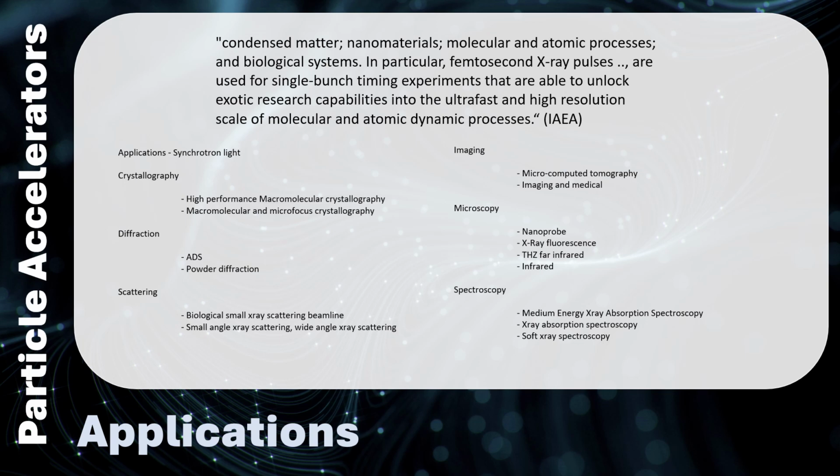Synchrotron radiation is primarily used for the study of properties in condensed matter, normally impossible to study due to various chemical reasons, or for a higher resolution study of properties in any form of matter. To quote IAEA again, synchrotron radiation studies condensed matter, nanomaterials, molecular and atomic processes, biological systems. In particular, femtosecond X-ray pulses are used for the single bunch timing experiments that are able to unlock exotic research capabilities into the ultra-fast and high-resolution scale of molecular and atomic dynamic processes.